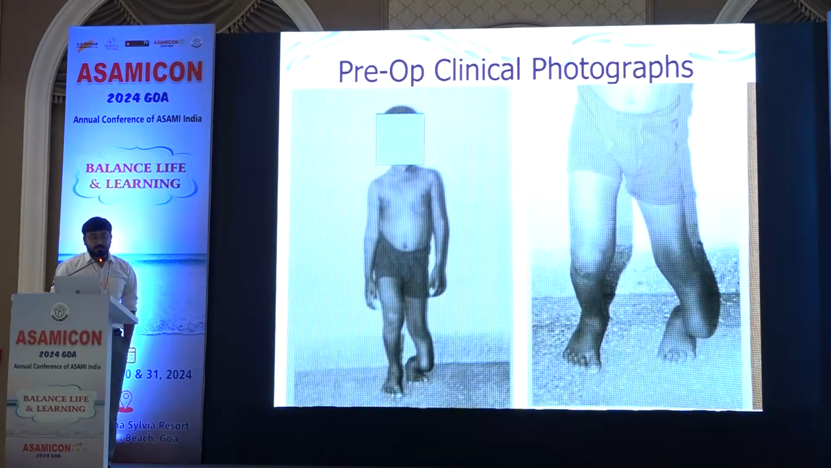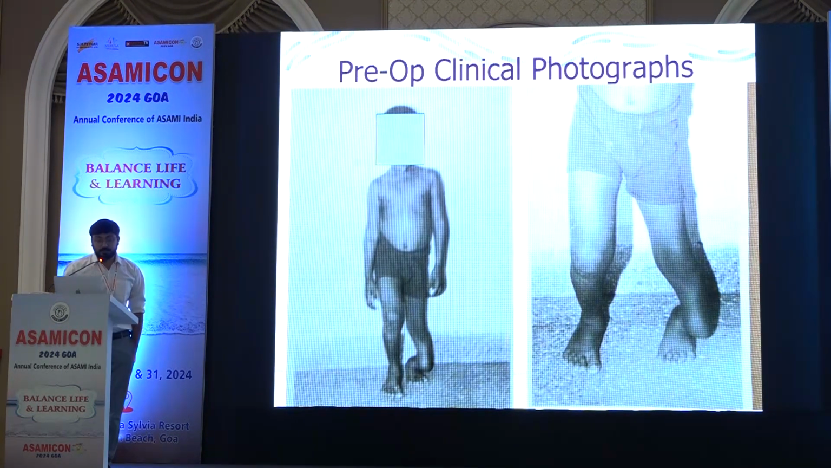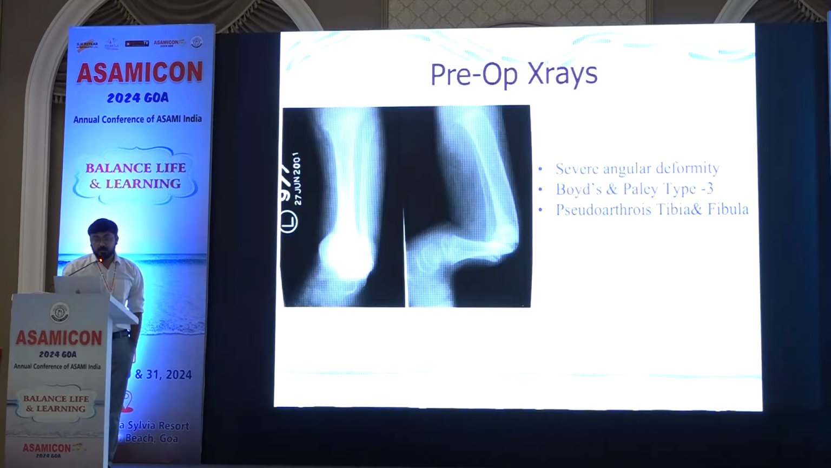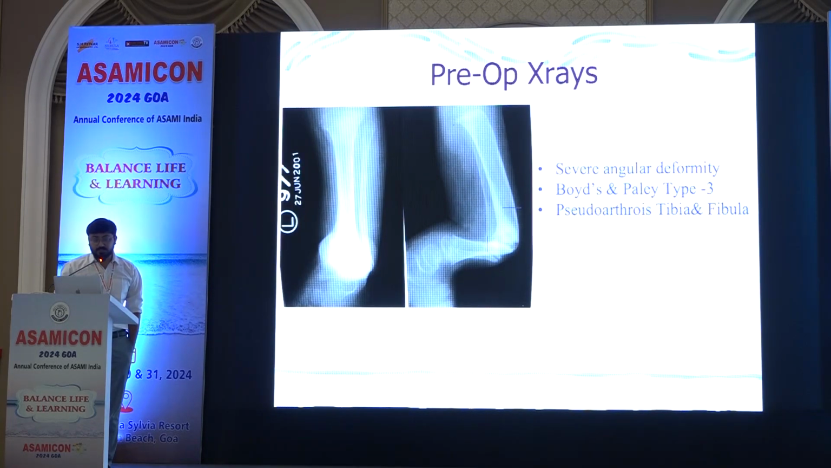Now, what are the associated problems we faced? Limb length discrepancy, tibial angular deformity, proximal migration of fibula, valgus ankle and foot deformity. These are the pre-op clinical photographs. In our X-rays, severe angular deformity, Boyd's and Paley type 3 pseudoarthrosis of tibia and fibula.